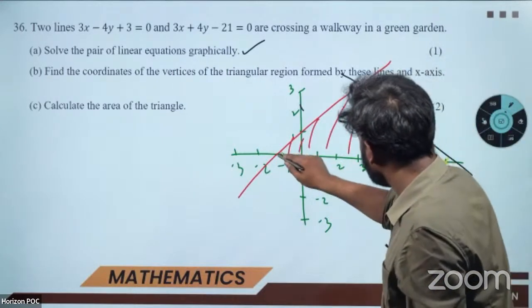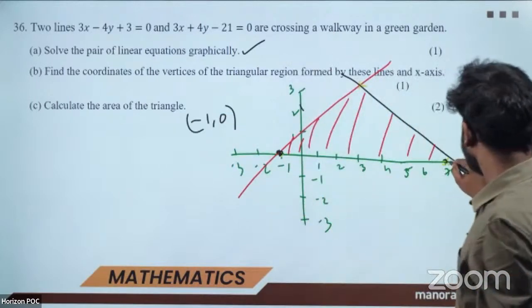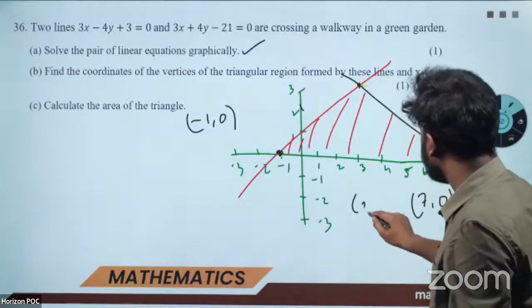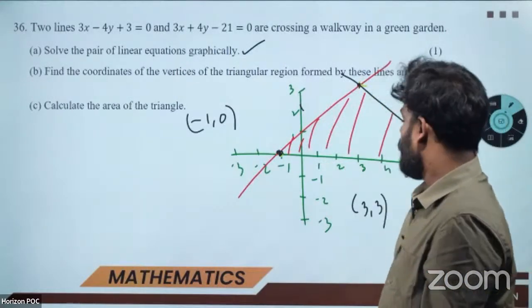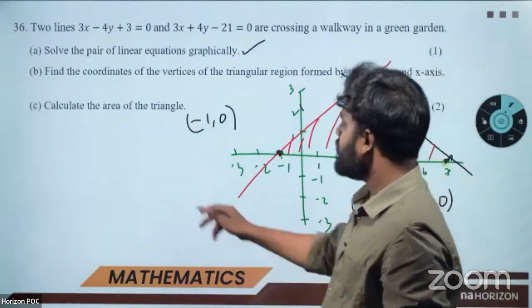This is a triangle. So what are the vertices of the triangle? 3 vertices. This one, what is this one? -1, 0. What is this vertex? 7, 0. What is this vertex over here? 3, 3. So what are the 3 vertices here? -1, 0, 3, 3, and 7, 0. These are the 3 vertices there. Clear?